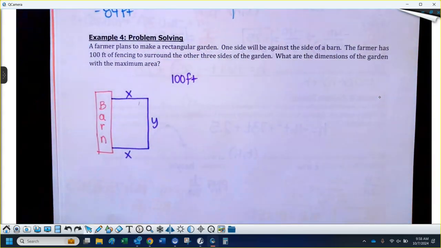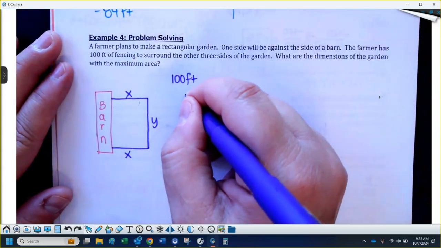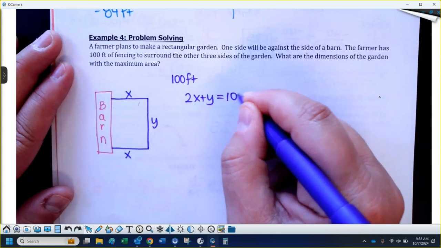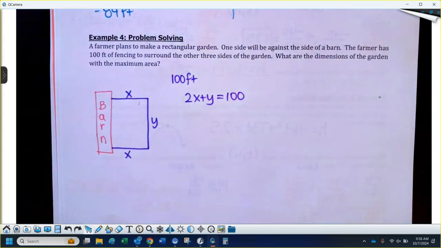What are they giving me if they say I have 100 feet of fencing? Exactly. It's a perimeter, right? So the 2x plus the y, if I add up around the outside, that should be equal to 100. Okay, now it says, what are the dimensions of the garden that will maximize the area?